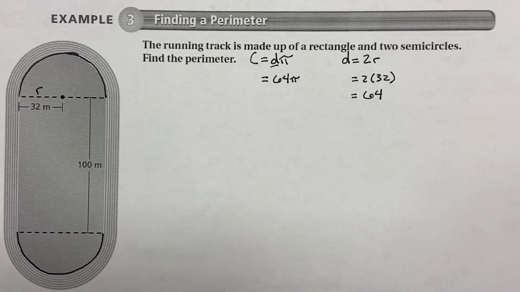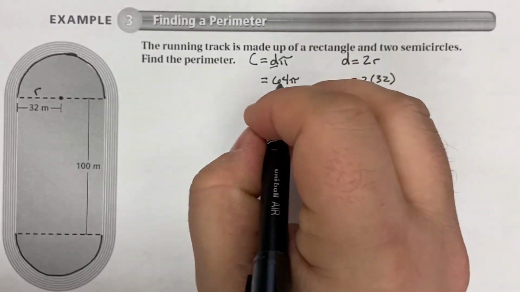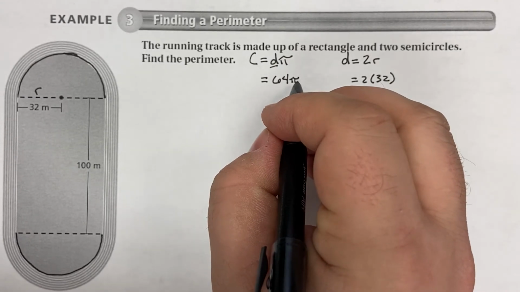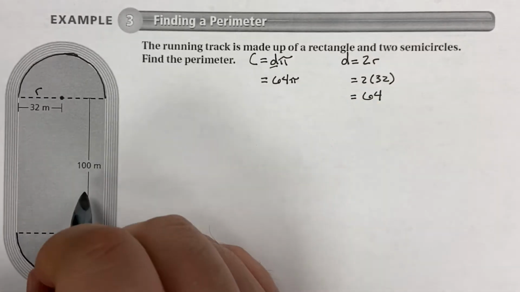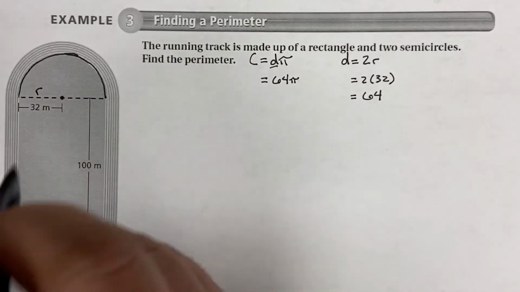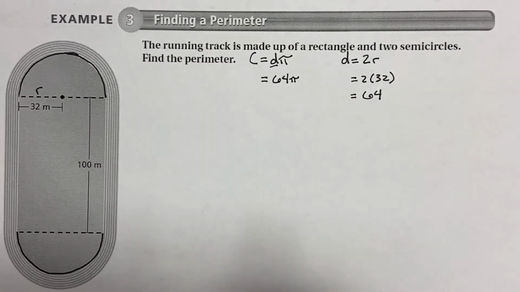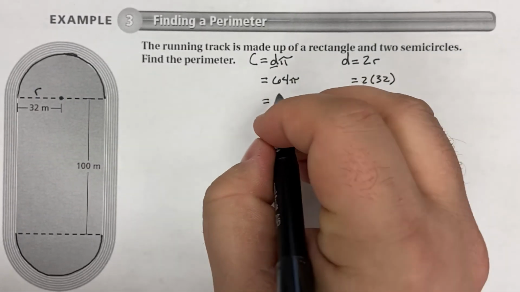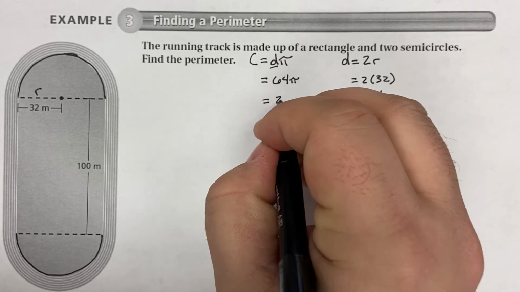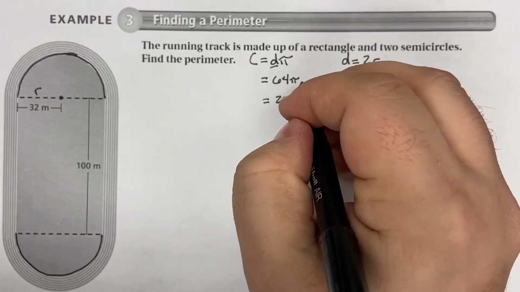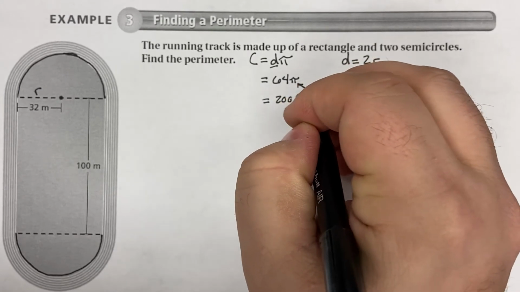Now, after I've done that, I know that the circumference of my circle is 64 times pi. If I'm talking in terms of pi, I can leave that, but then I have to add the hundreds. All I found is the circumference of my circle. I have not found the perimeter of my shape. So another way to look at it is I can plug in 3.14 into this and I get 200.96. That's when I substitute in 3.14.